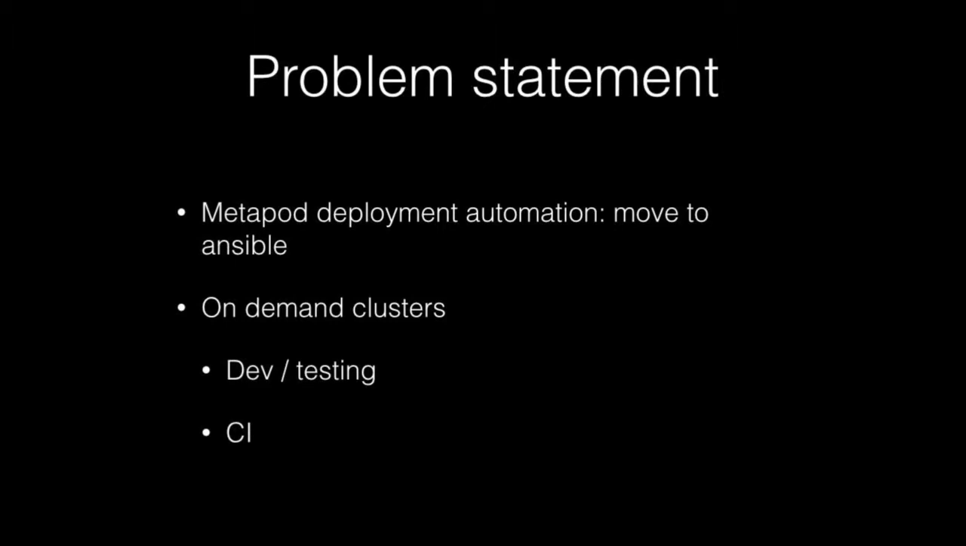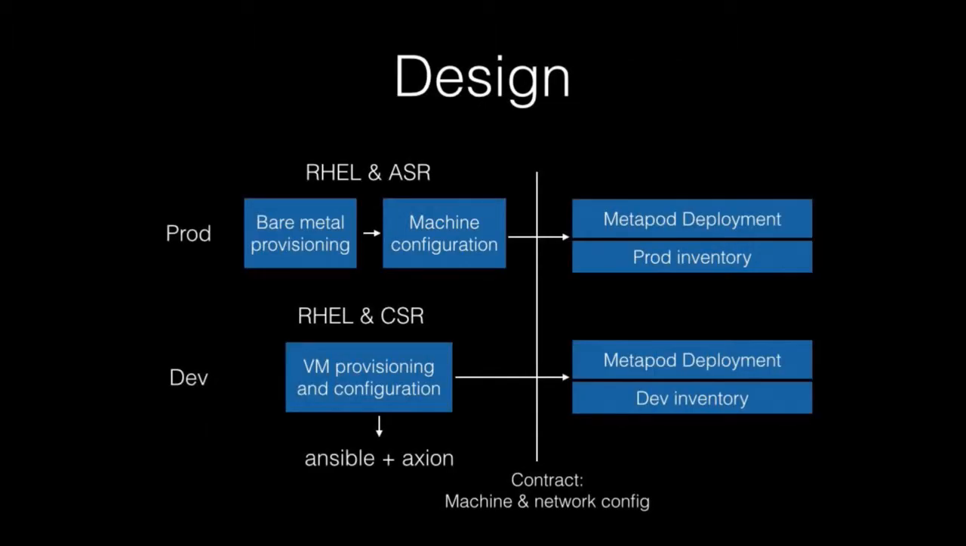Now I'm going to talk about the design a little bit, again without getting too much into the details of Metapod itself. On the top here, you've got the production pipeline. What happens when we deploy in production is there is the provisioning, bare metal provisioning, then machine configuration, and then that's where Ansible is used, to deploy the Metapod. And it's using a production inventory. Inventory is just Ansible speak for all the configuration and all the IP addresses of one cluster.